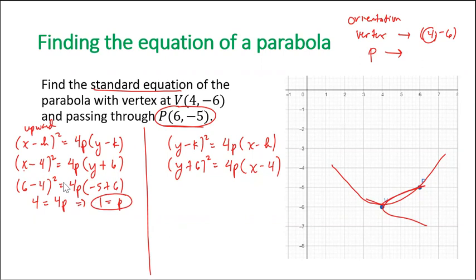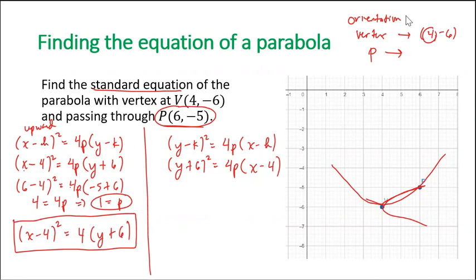So in this case, the standard equation of the parabola will be (x - 4) squared is equal to 4 times 1, which is 4, times (y + 6). So this is the equation of the parabola if it opens upward.